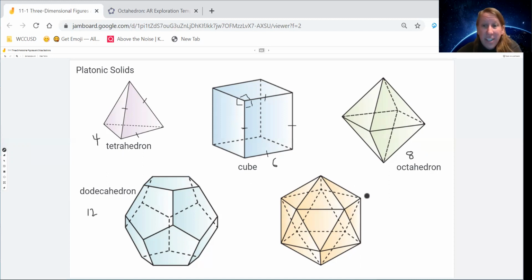Anyone know what this one's called? It has 20 faces. Again, if you play dice games, you might see this one. This is a D20 because it has 20 faces. And it is an icosahedron.